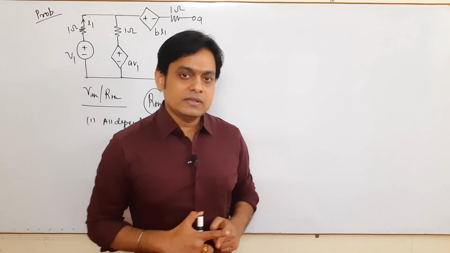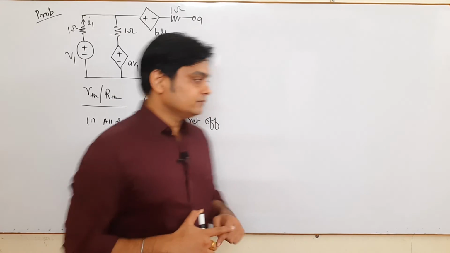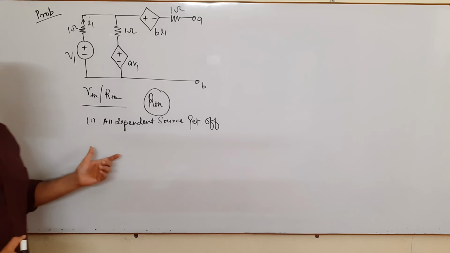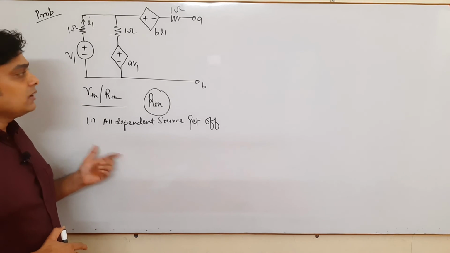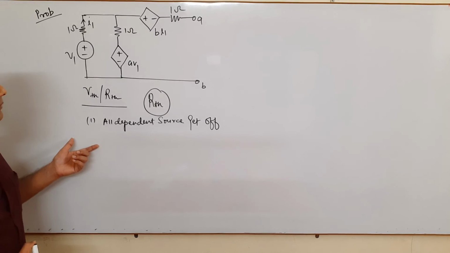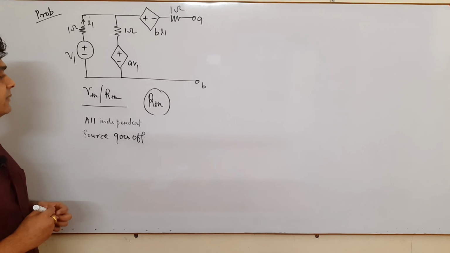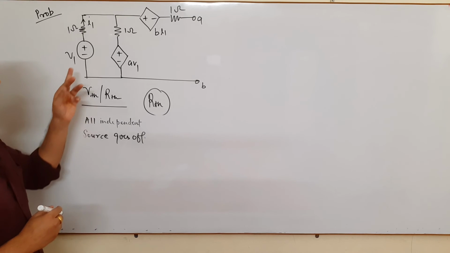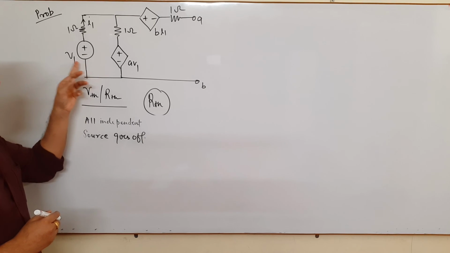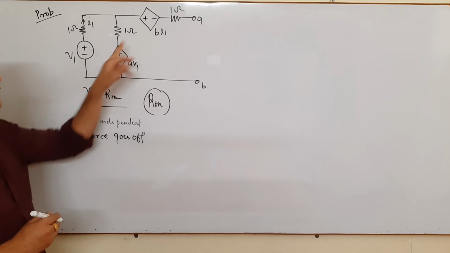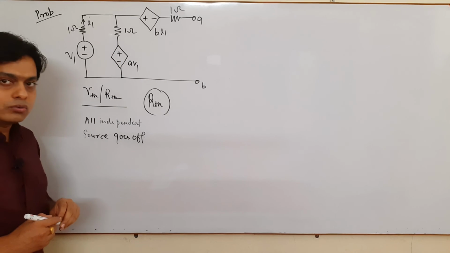Okay, so we start with our problem solving session. This is our first problem, and in this problem you have to find the value of VTH and RTH. All the independent sources go off. This is your independent source, that is V1, and these two are the dependent sources.